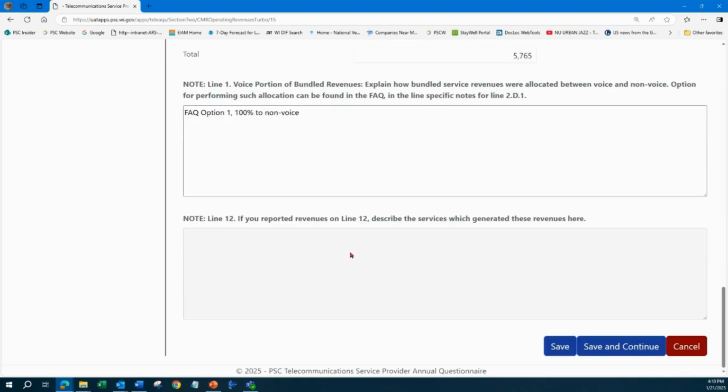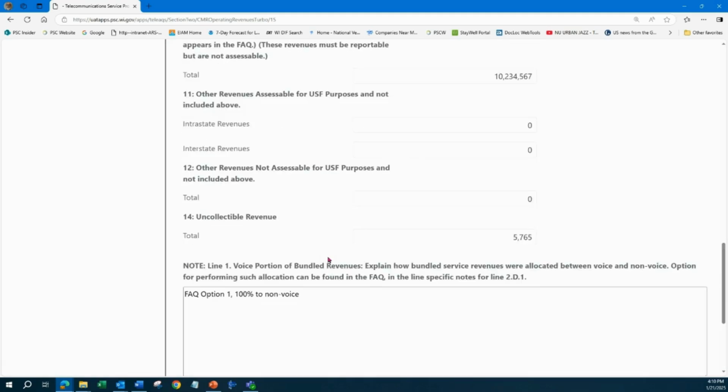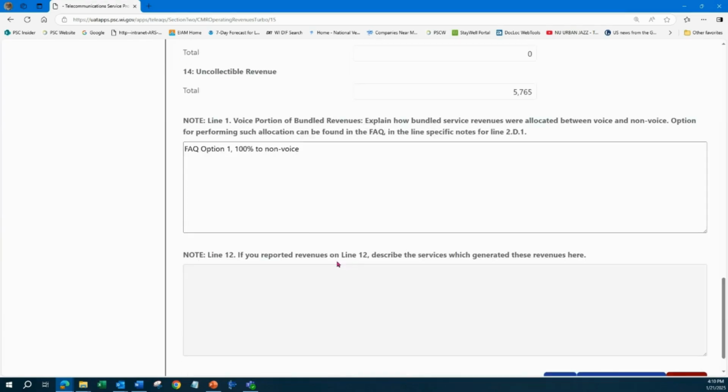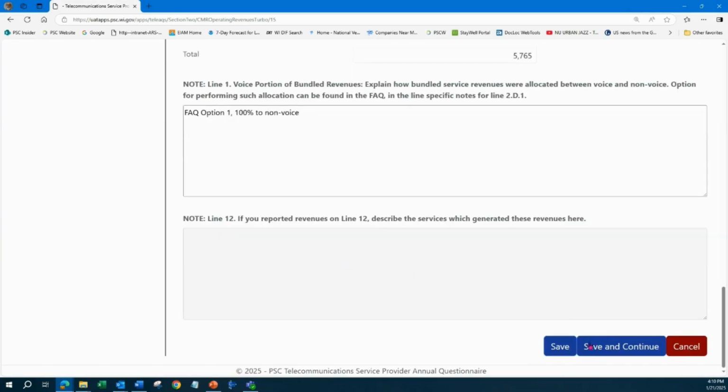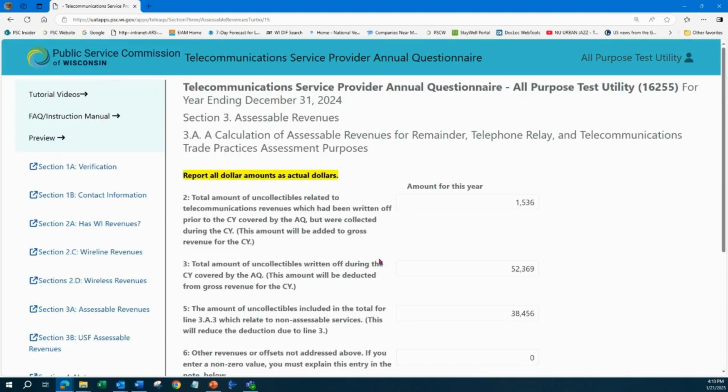And then in line 12, this is basically if you had reported revenues on line 11 or 12 greater than 0, you'd have to explain what was in there. Since I entered 0, this is actually grayed out. I can't even click on this box. When you're done and you're happy with this, you can click Save and Continue. You can click Save at any point to save your progress so far. In this case, I'm going to hit Save and Continue, and it'll move me ahead to the next section.